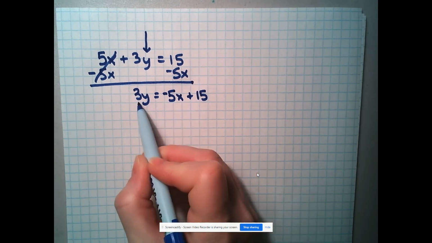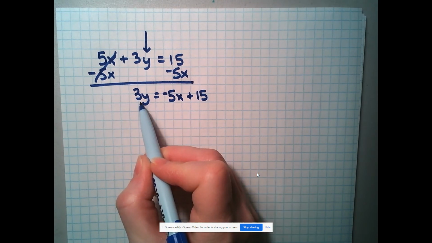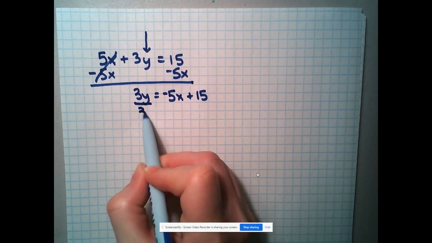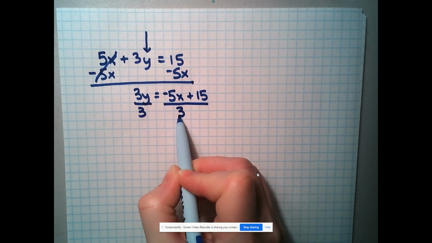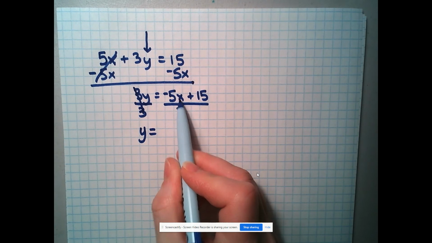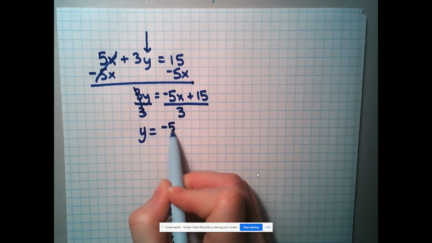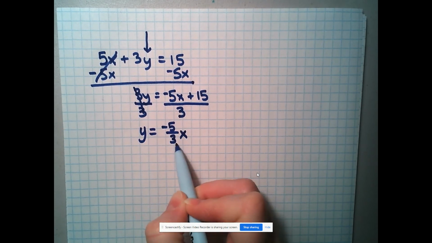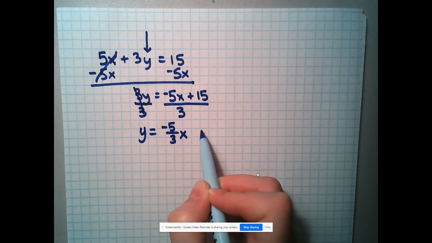And then I still want y by itself. So right now there's multiplication. I'm going to divide by 3, and on the right side, divide by 3. And I'm going to get y equals, I can't do negative 5x divided by 3, but I can write it as negative 5/3 x, which looks like a slope in front of the x, plus, and I can do 15 divided by 3, which is 5.